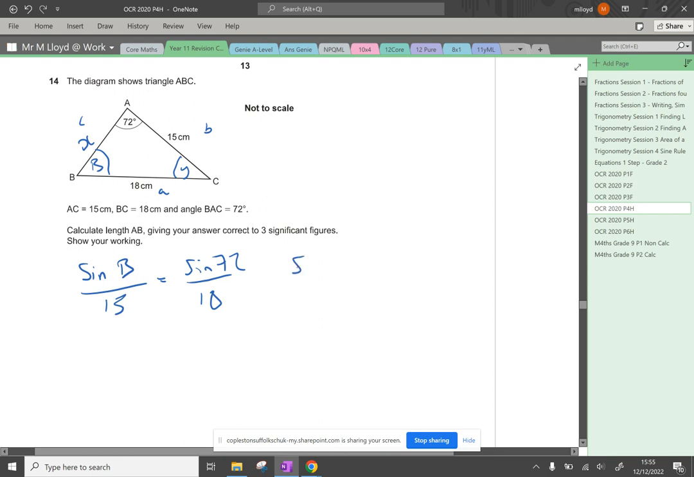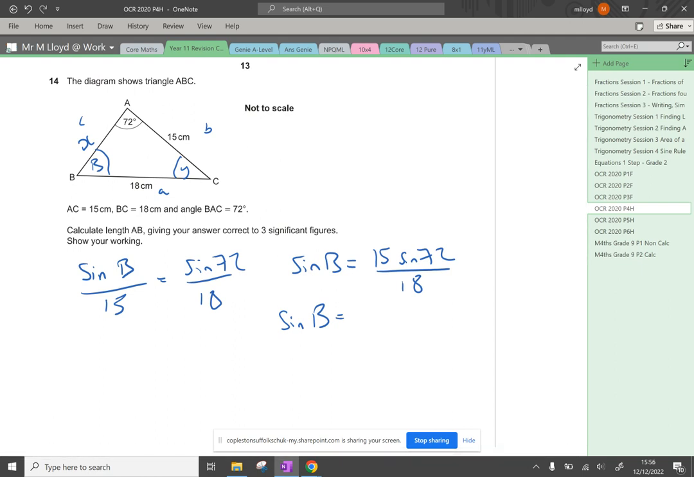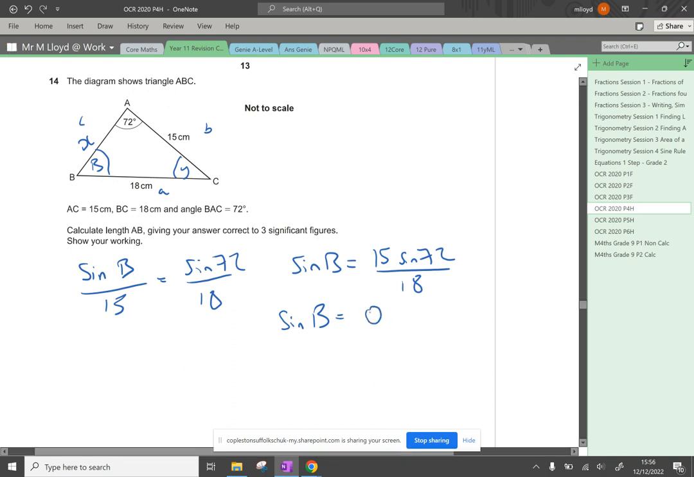Multiply across, that's going to be sin B equals 15 sin 72 over 18. And I have to work that out. So put that into the calculator. 15 sin 72 equals, and then divide it by 18 gives me 0.7925. I'm keeping the values on my calculator so that I don't round early.